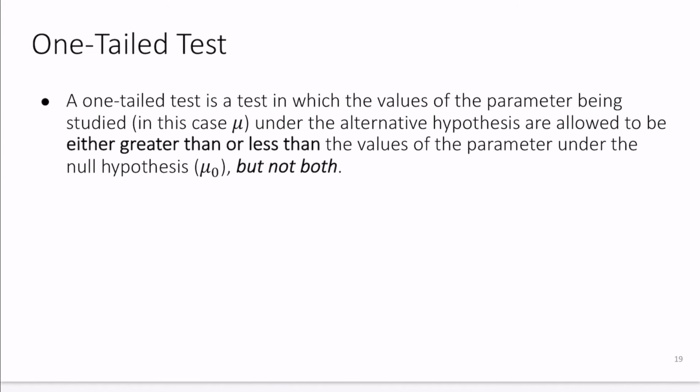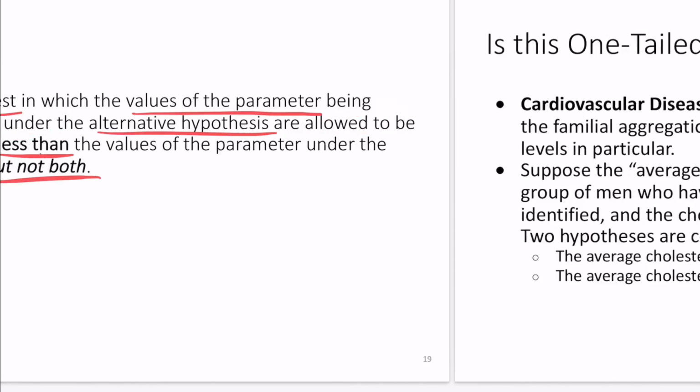Now what is a one-tailed test? It is a test in which the values of the parameter being studied under the alternative hypothesis are allowed to be either greater than or less than, but not both. Remember this again, they can either be greater than or less than, but they cannot be both at the same time. So that is a one-tailed test.